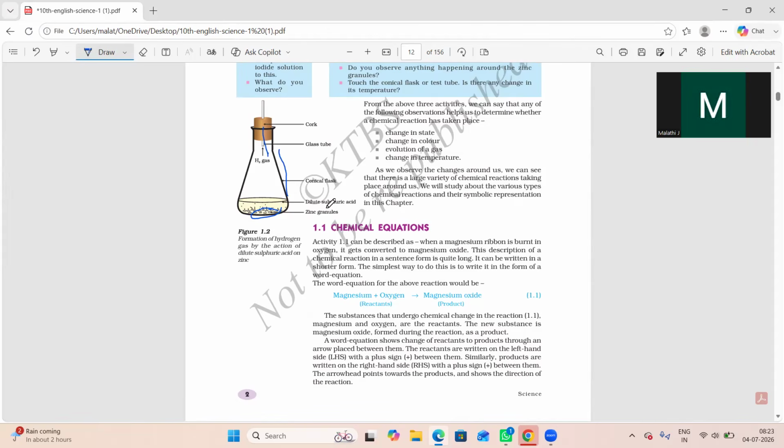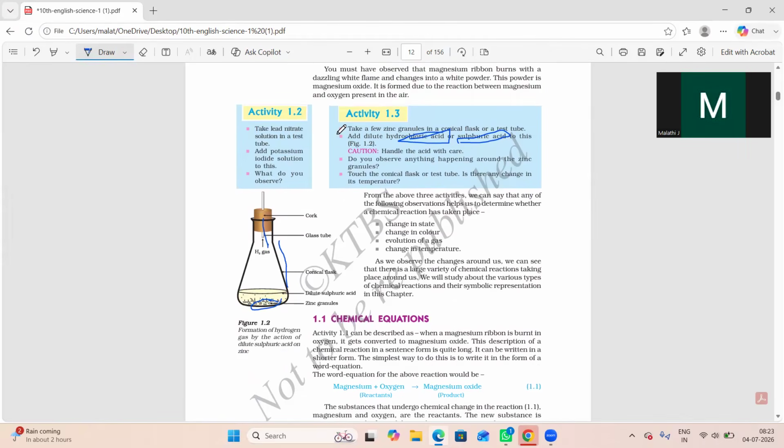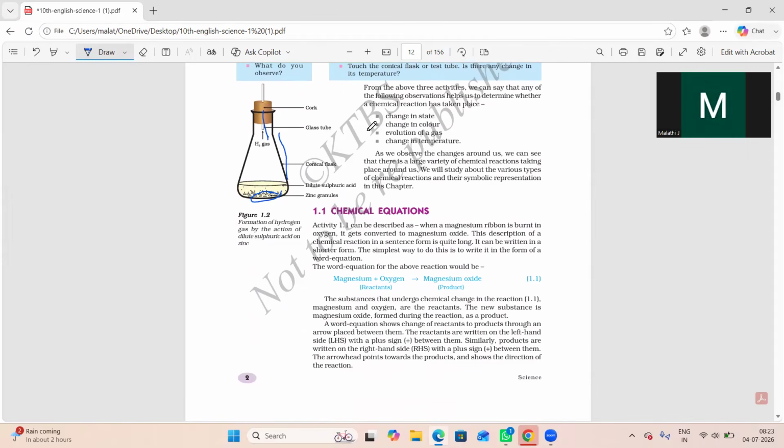Here, how do we observe whether chemical reactions are taking place or not? One, change in its state. See here, if you observe that, then change in its color, then evolution of gas.